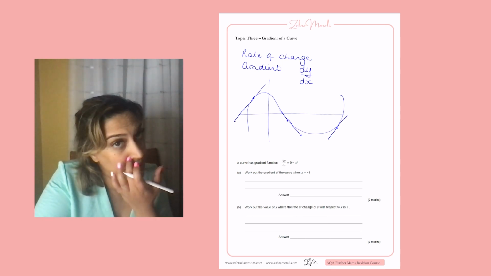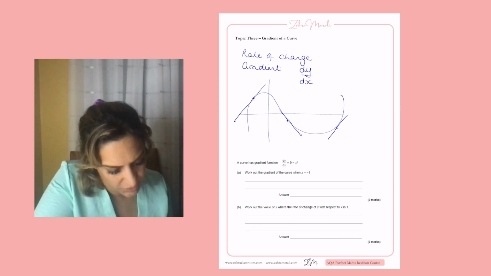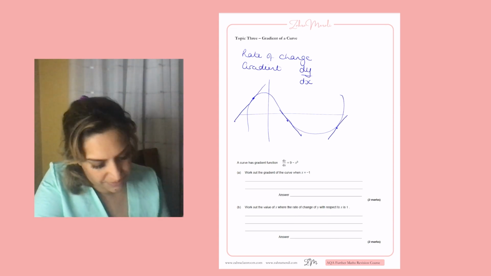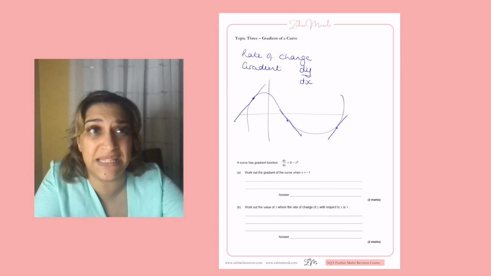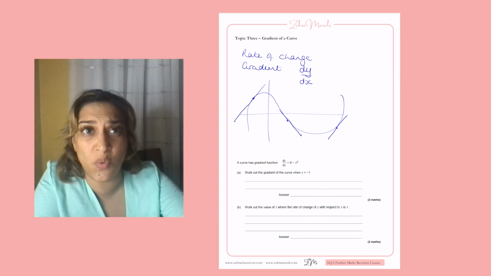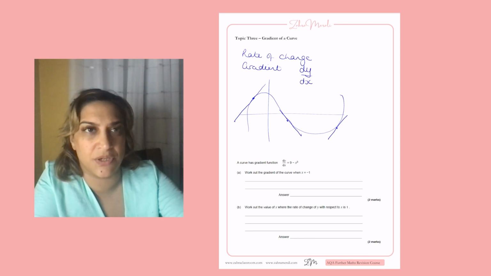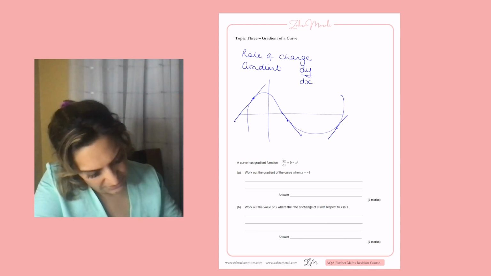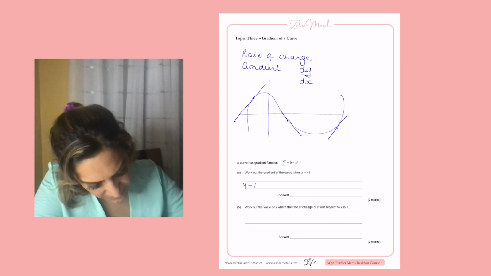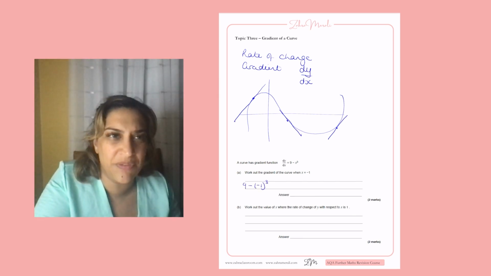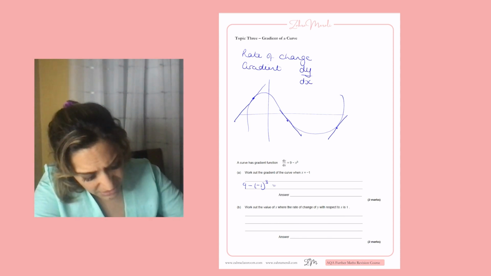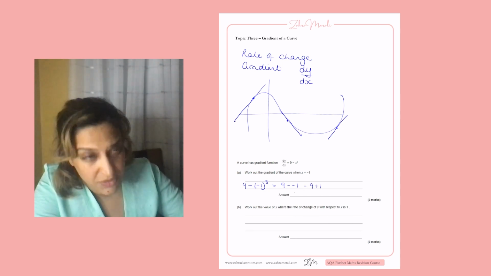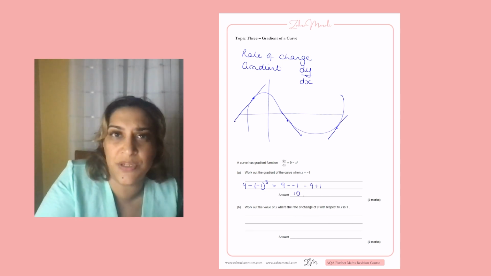Okay, so let's take this first one. We've got work out the gradient when x is minus 1. It's given us dy/dx. So essentially, all we're going to do is substitute in some values. When we substitute our values in, we've got 9 minus 1 cubed. Now, even though you might be able to do that really quickly in your head, just write it out. You know, 9 minus 9 plus 1, so the answer is 10, just to avoid making any silly mistakes.